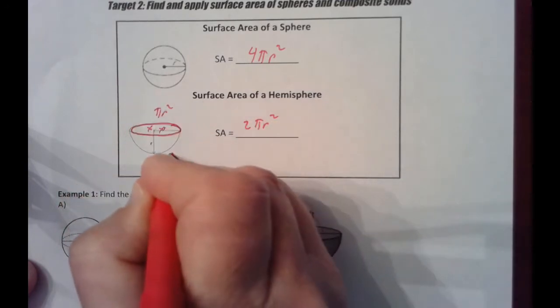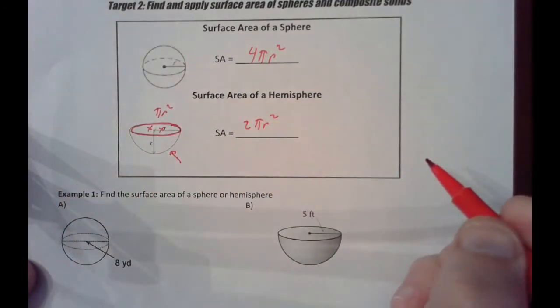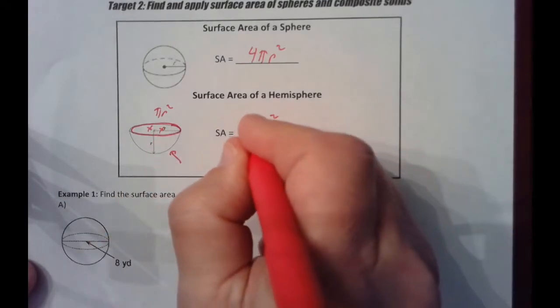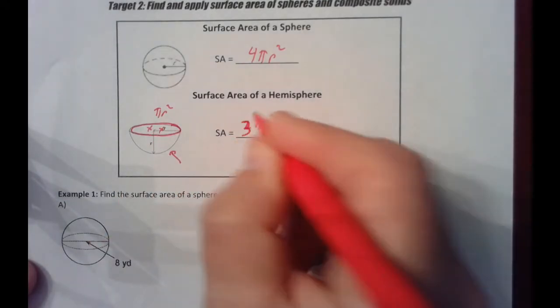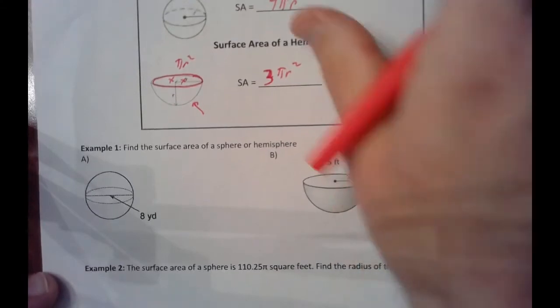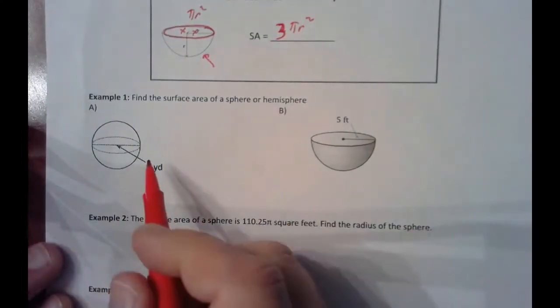So I've got 2 pi r squared for the rounded portion. Then for the flat portion, I have another pi r squared. So this is really 3 pi r squared. So again, surface area is whatever you can touch on the outside. Alright, so those are the notes. So now we can go from there.